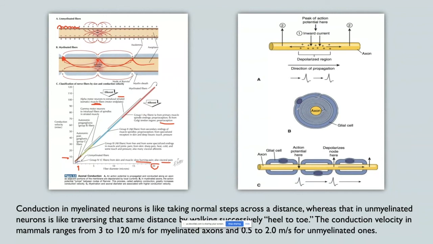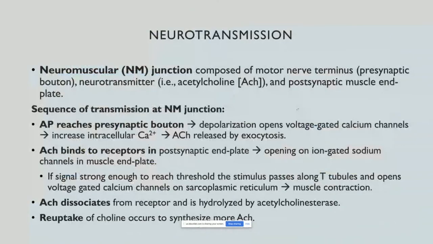doing exactly the same. Let's take a look at how neurotransmission occurs. We are going to take the example of the neuromuscular junction, and that will serve for the next topic that we will have next week, which is muscle contraction.